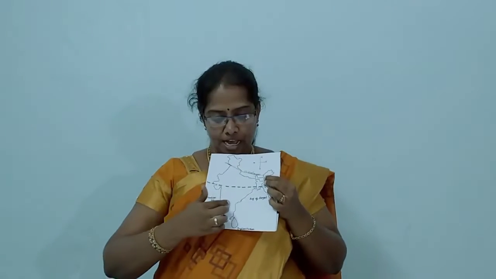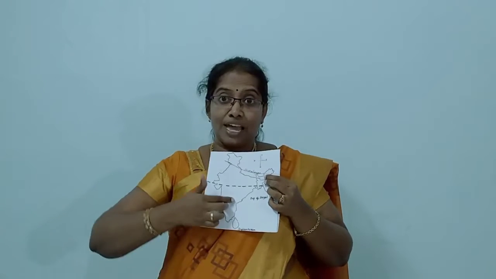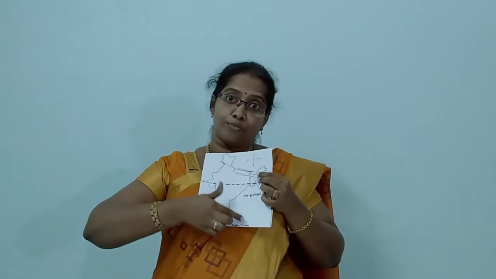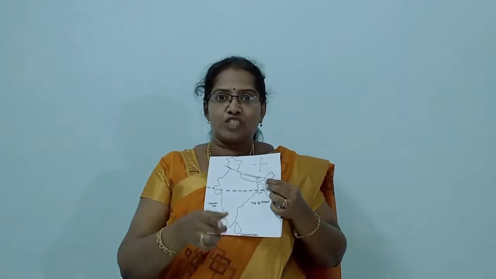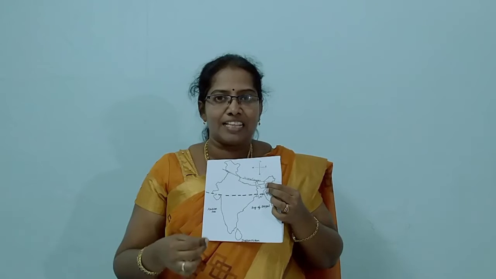The next one I taught you is distance from the sea. If a place is situated nearby the ocean, it used to get more rainfall. If the place is situated far away from the ocean, for example Delhi, it experiences a continental climate, like that I said.